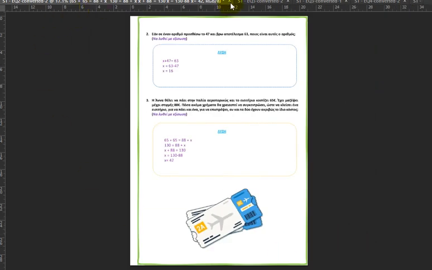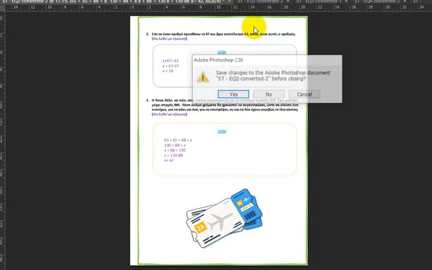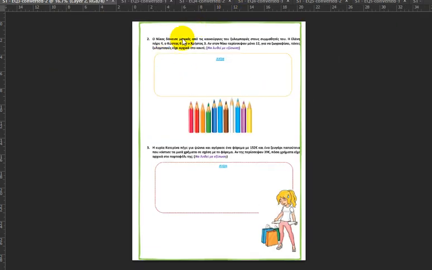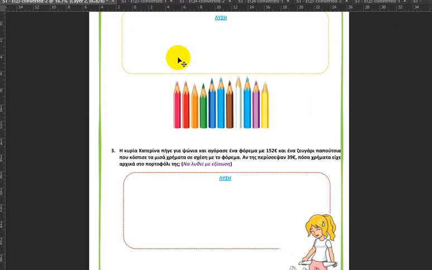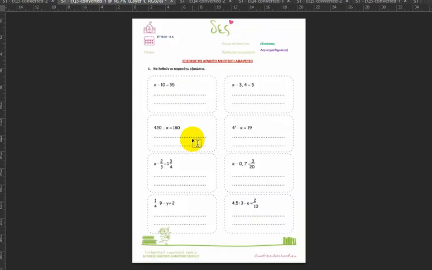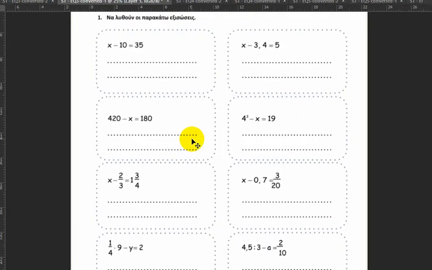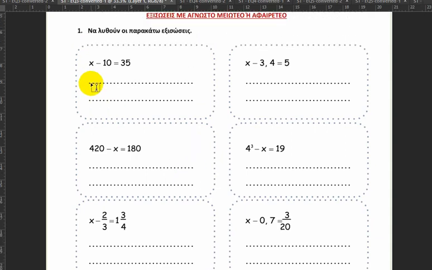Worksheet number 2, done. Wait, no, this is the back side of number 3. x minus 10 equals 35. So x is equal to 35 plus 10. Therefore, x is equal to 45.